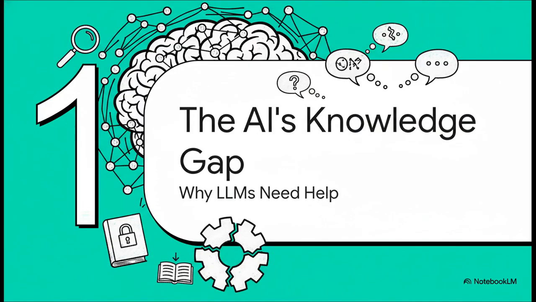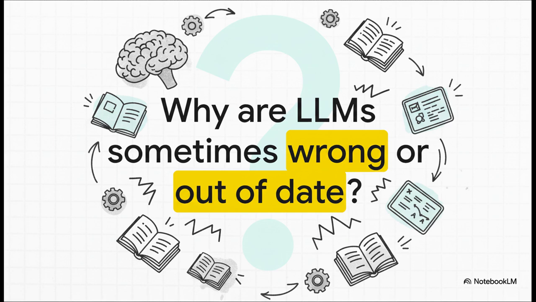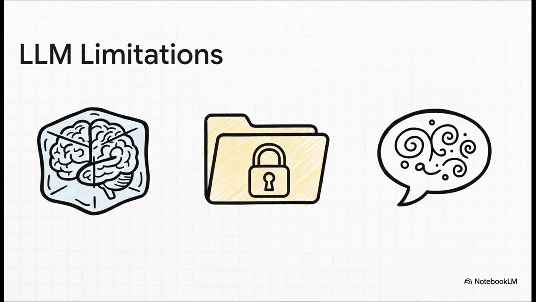So large language models, LLMs, they're amazing, right? But they're not perfect. They're not all-knowing, and to really get why they sometimes stumble, we've got to look at some of their basic limitations. I mean, it's a totally fair question to ask. If these things are so incredibly smart, why are they sometimes wrong or completely out of date? Well, it really just boils down to two things: how they were trained and what information they can actually get their hands on. So there are three main problems we need to talk about.